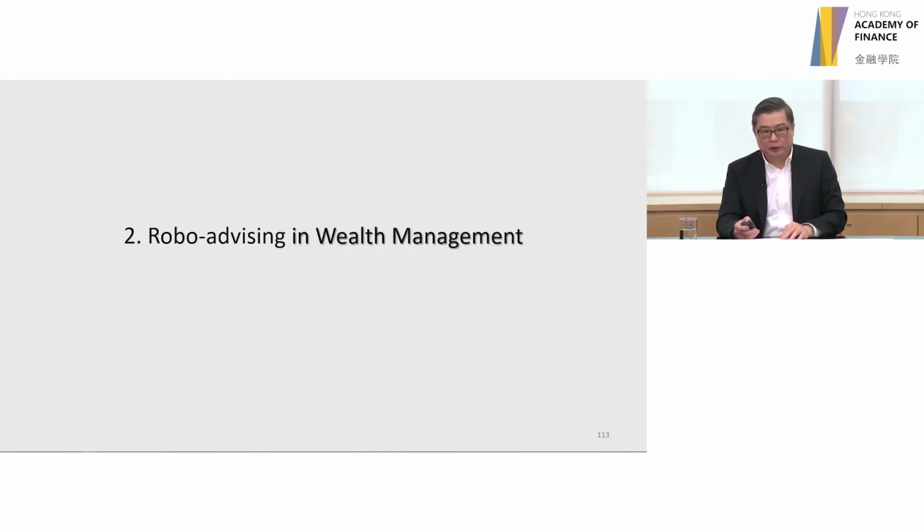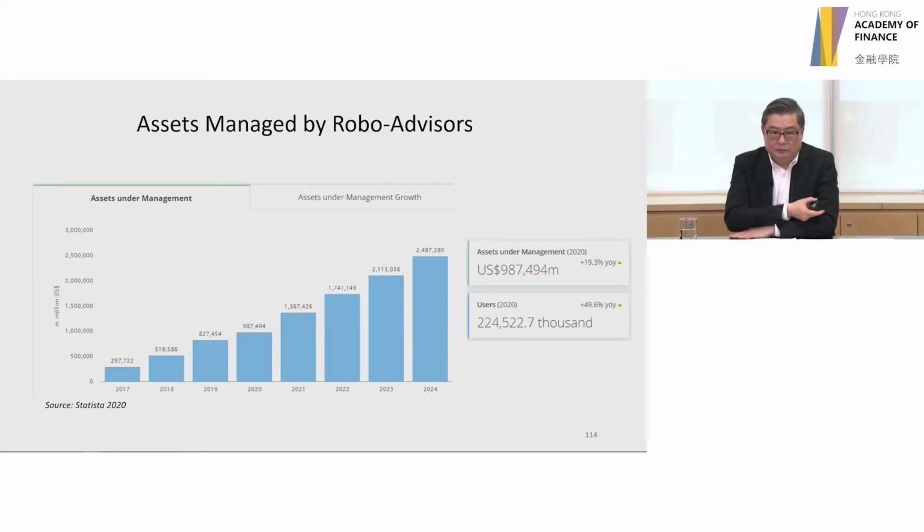Robo-advising in wealth management. Wealth management, I think for many years, is a growing industry. There's a need as people accumulate wealth all over the world. They need professional services to manage their wealth. So in the past, wealth management was done by human wealth managers, private bankers, and you have to have a minimum balance to get the service, and also the service fee is very high.